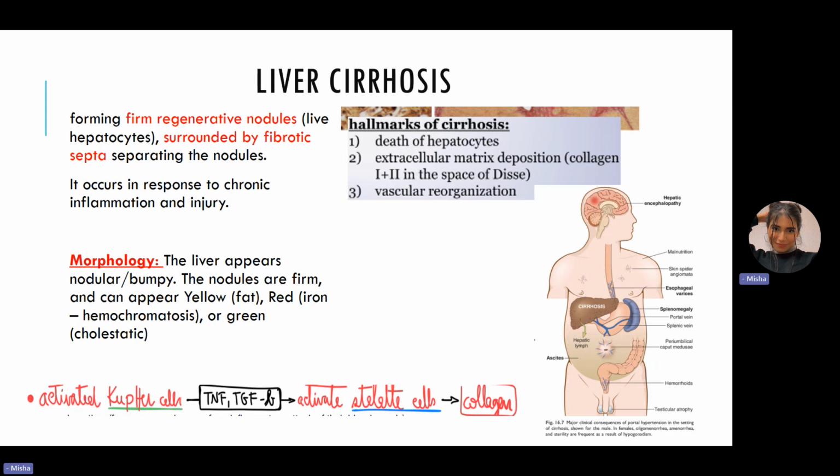Now, if they, for example, ask you, okay, what are the hallmarks, right? So the three basic hallmarks. First, we can see the death of hepatocytes. Second, the extracellular matrix deposition of collagen 1 and 2 in the space of Disse. And then we have 3, which is vascular reorganization. So these are basically the 3 hallmarks of cirrhosis.